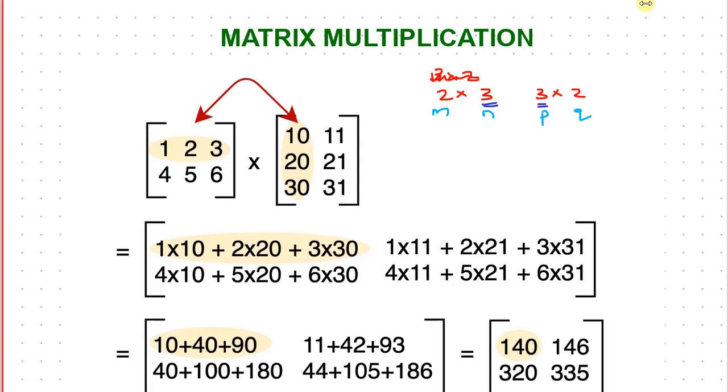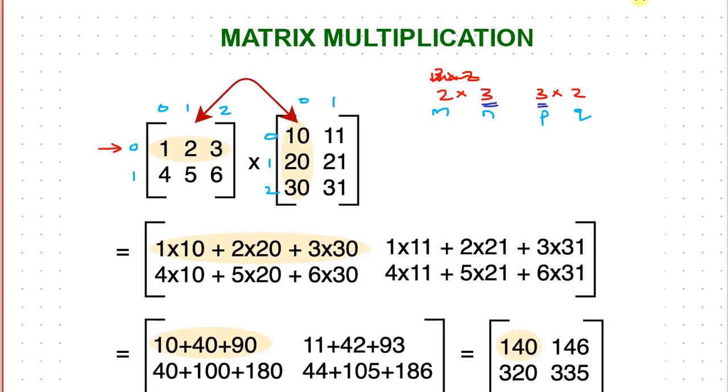First of all we select this row, or I'll just give the index also here. So 0 1, here we have 0 1 2, and here we have 0 1 2, and here 0 1. So what we do is we first select the row number 0 here, and then we multiply that with column number 0. That will be 1 into 10 plus 2 into 20 plus 3 into 30. Then we keep the row as 0 itself and go to column 1, right? So that is 1 into 11 plus 2 into 21 plus 3 into 31.